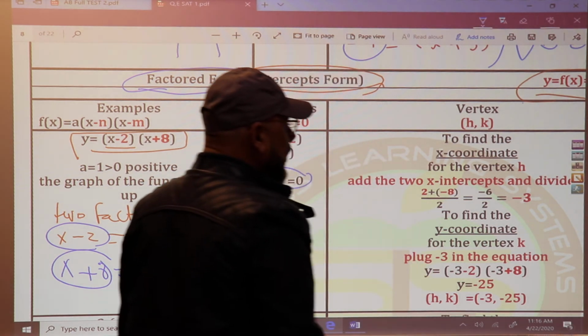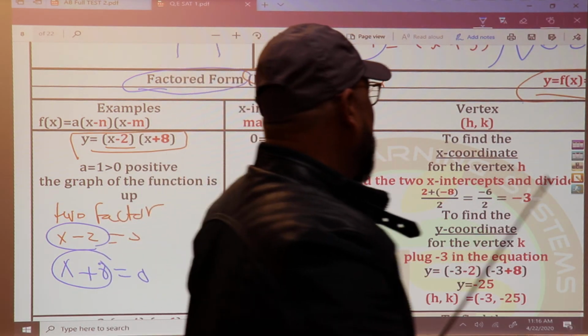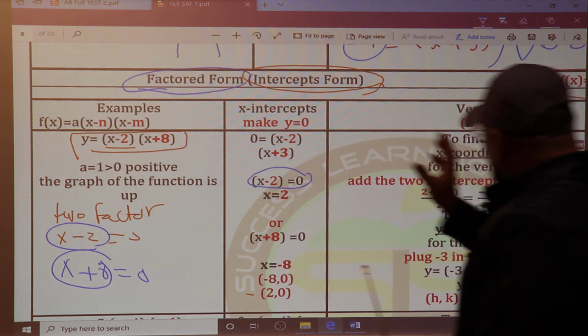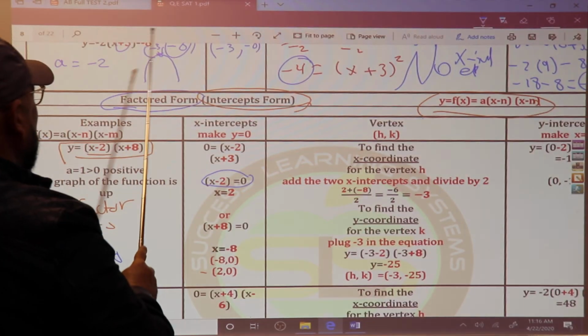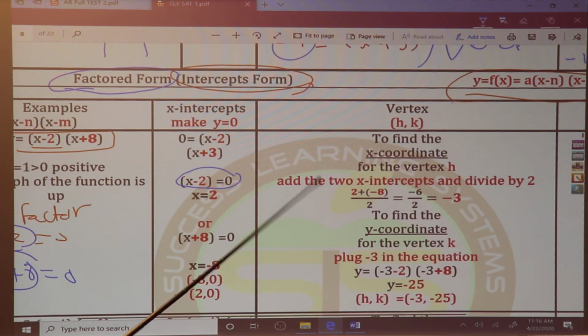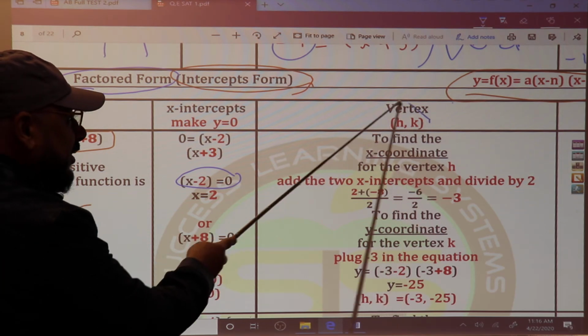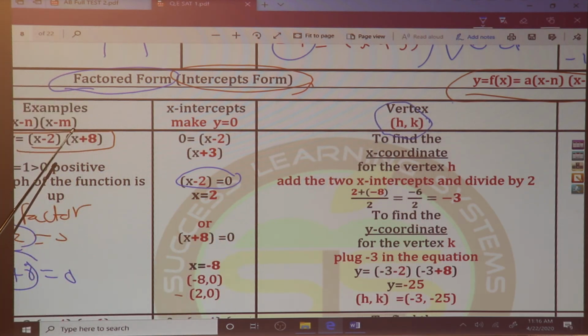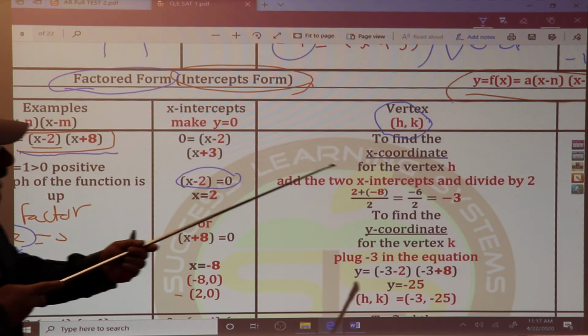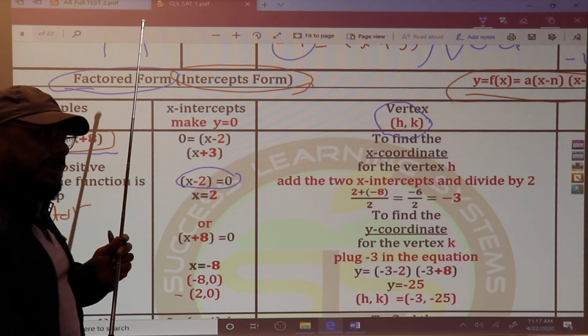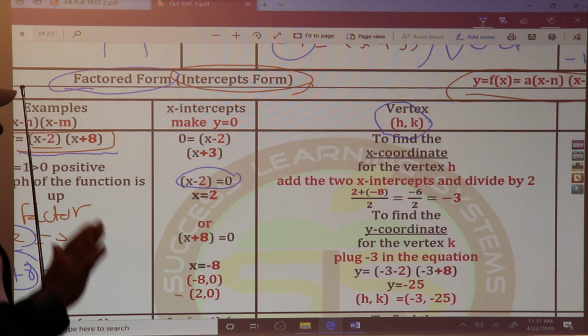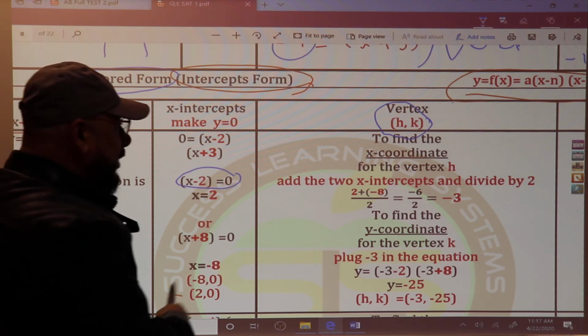To find what? The vertex. Sometimes he will give you this form. Look, this is my way. Sometimes he will ask you for the vertex given the factored form. He gives you this form and asks, what is the vertex? Oh my God, I remember the vertex form. How I found it easy and simple.